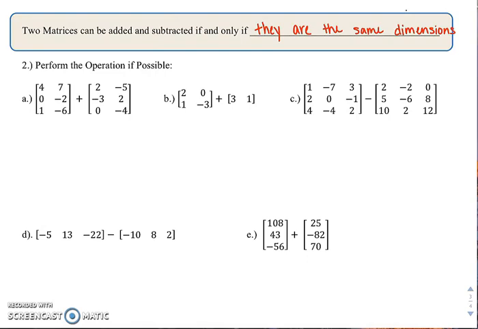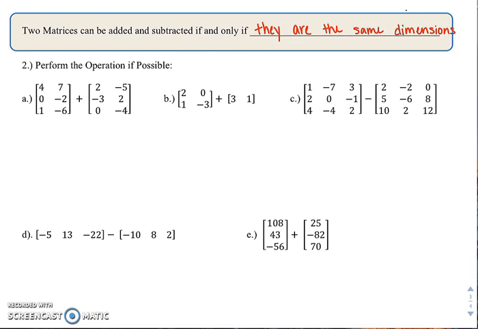So just like when you guys are solving for variables, you set the corresponding values equal to each other to solve. You can add and subtract matrices only if their dimensions are the same, and you add and subtract the corresponding values.